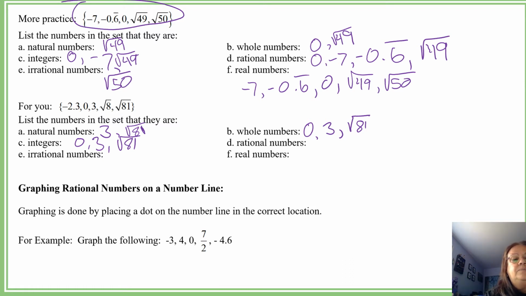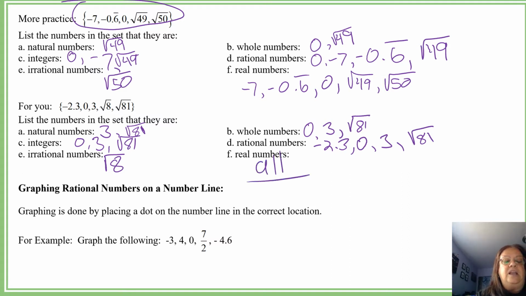Rational numbers. Now we can gain the -2.3. So -2.3, 0, 3, and root 81. Irrational, square root of 8, because it is not a perfect square. Real numbers, all of the above.